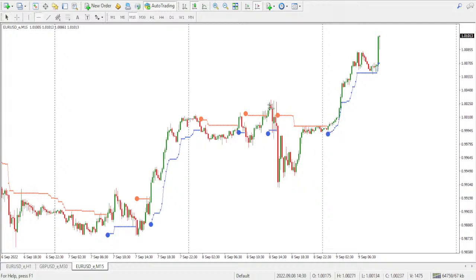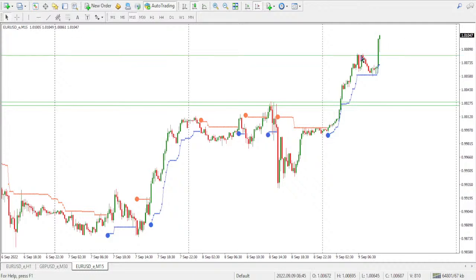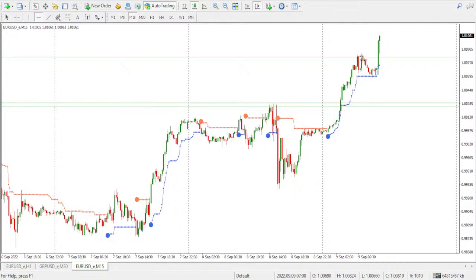So these are the levels we're looking at. We are looking at this high. This is the previous day's highest high. And then we also have this level, which was broken just a few minutes ago. As it is right now, we are in a very good buy position. We are looking for buy orders.